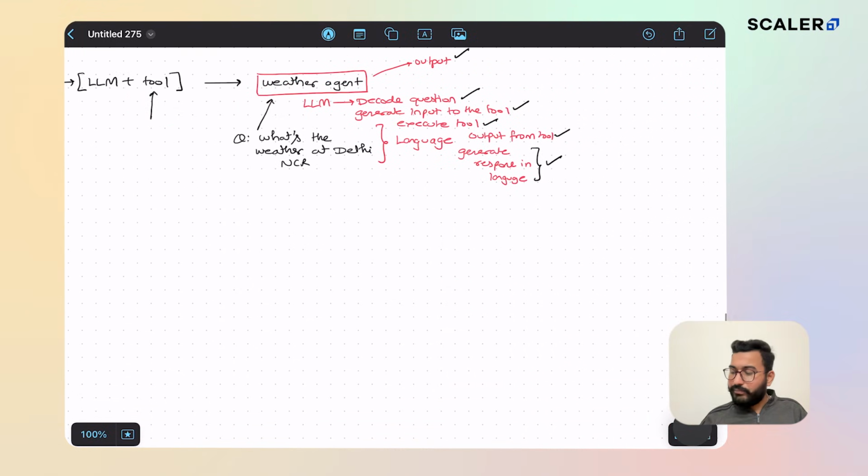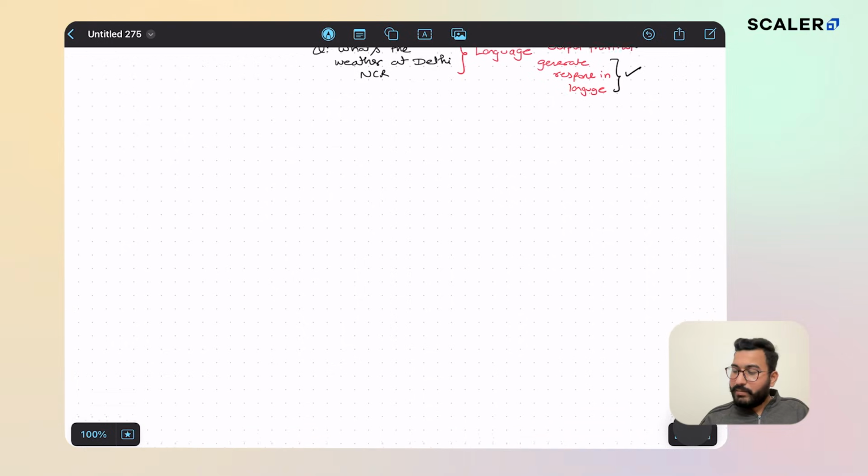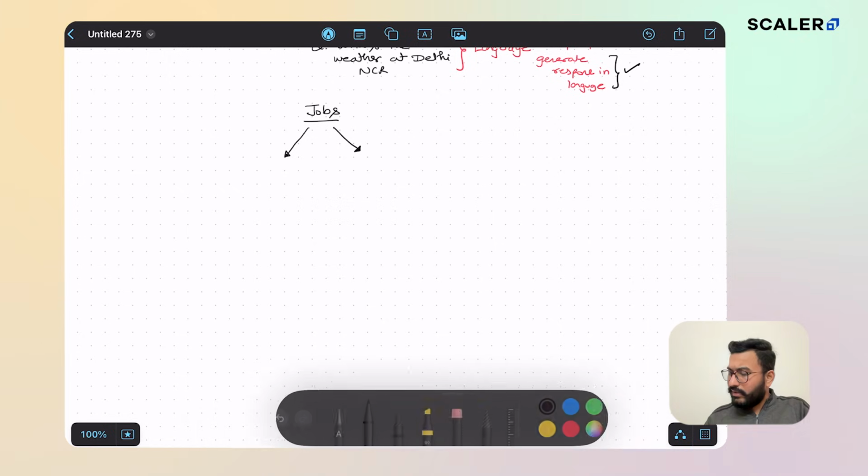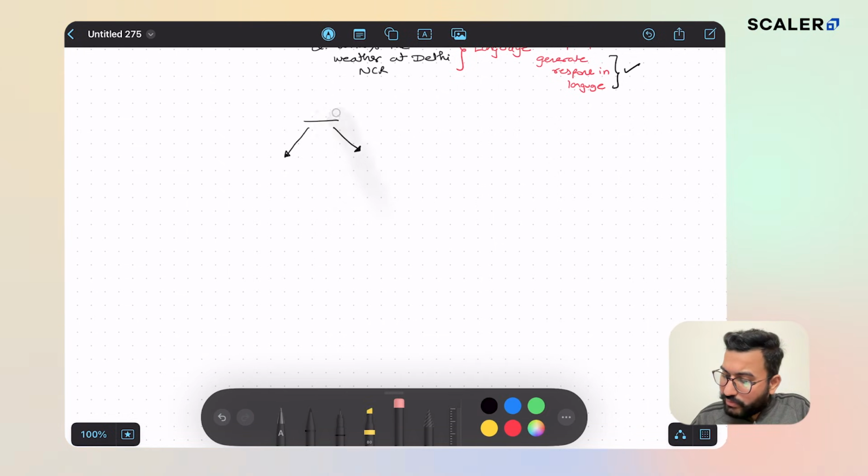Now, one thing I'm going to talk about is the scope of jobs. After all these things, where are we? Where can we get a job? The entire job landscape of the AI industry has two sections: the users and the developers.